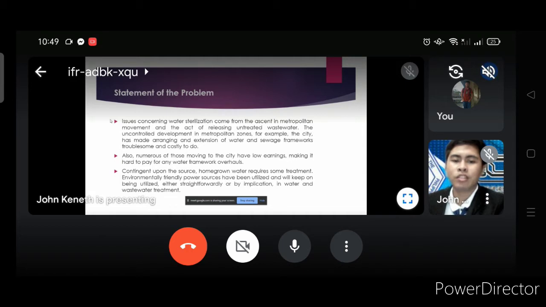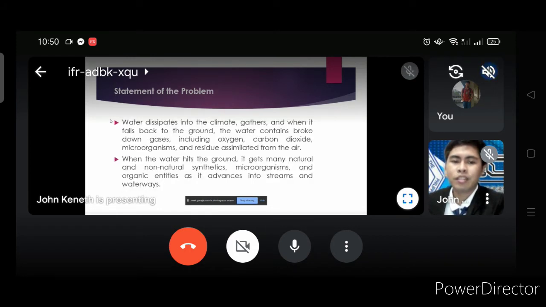Contingent upon the source, homegrown water requires some treatment. Environmentally friendly power sources have been utilized and will keep on being utilized, either straightforwardly or by implication, in water and wastewater treatment. Water dissipates into the climate, gathers, and when it falls back to the ground, the water contains broke down gases, including oxygen, carbon dioxide, microorganisms, and residue assimilated from the air.